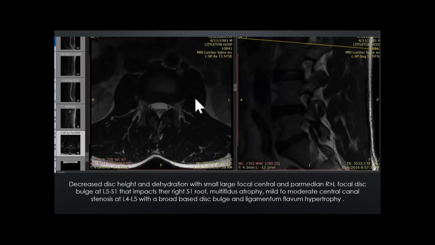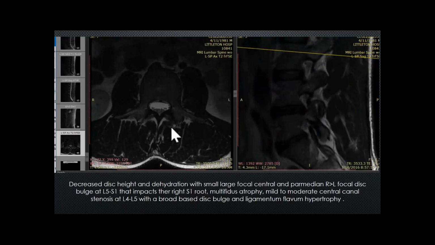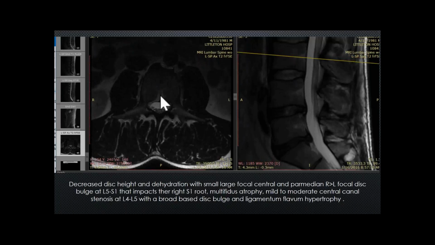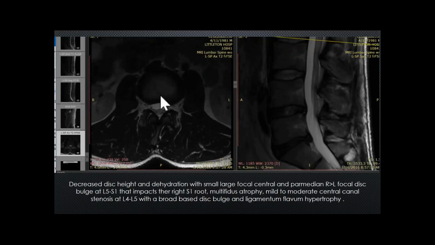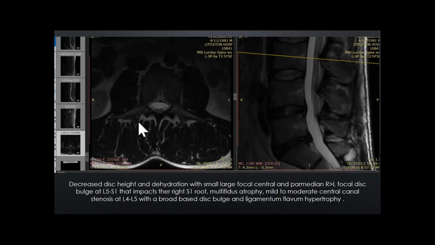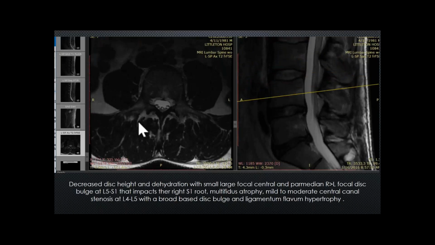And just going to scan through the rest of this image. Now, there is a small facet cyst here, much higher up. If we look at the level there, 5-1, 4-5, 3-4. So that's more at the 2-3 area. So there's a small facet cyst here, a very tiny one there at the L2-3 facets.